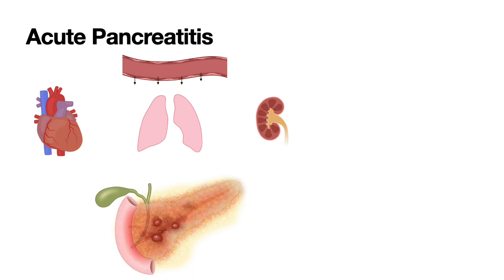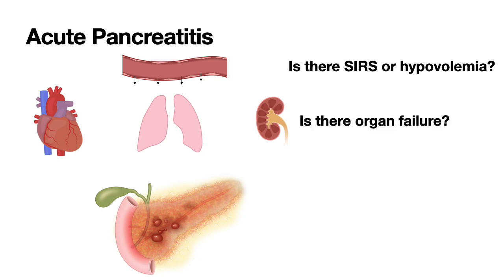So, is there a systemic inflammatory response syndrome or is there a significant hypovolemia? We already talked about it. You also want to find out if there is organ failure of either the cardiovascular system, respiratory system, or renal system. And after the first few days, you also want to ask the question if the patient has responded to the treatment and if organ failure is only transient or ongoing. Ongoing organ failure beyond 48 hours is a bad prognostic sign.